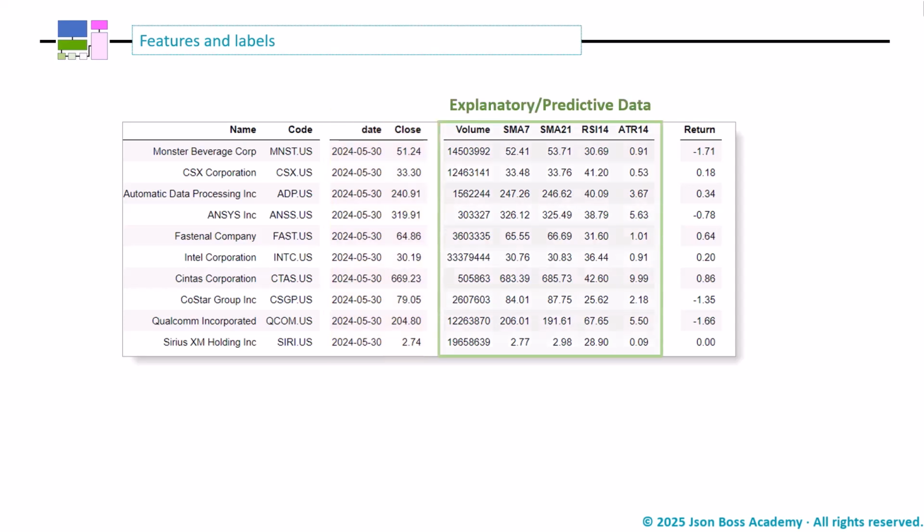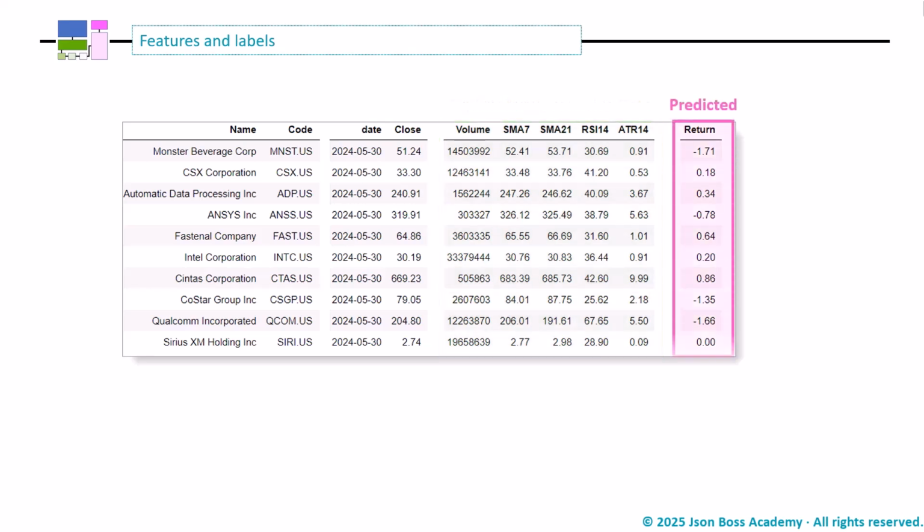Next, we move to explanatory or predictive data, which are often used as features in machine learning. In our table, these include volume, moving averages like the 7 and 21 period simple moving averages, or the 14 period RSI, or the ATR indicator. These explanatory data are crucial as they help the model understand the patterns and make predictions.